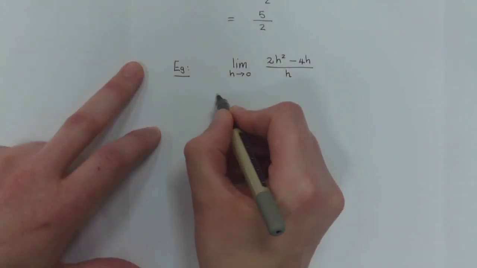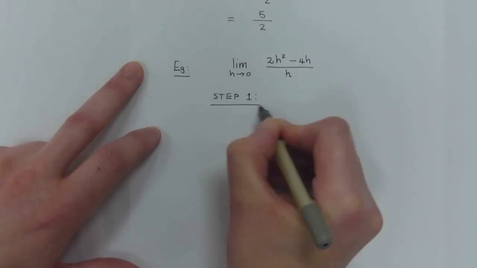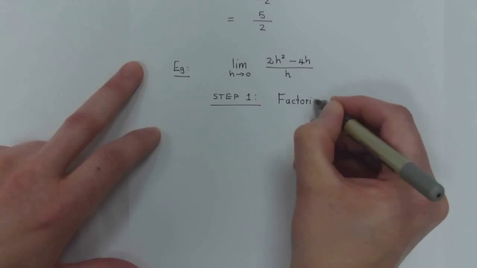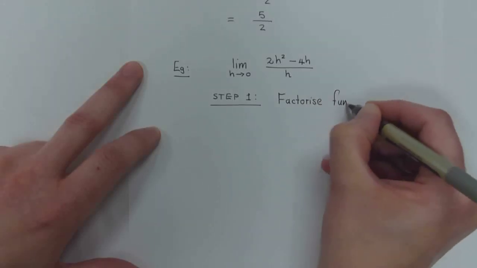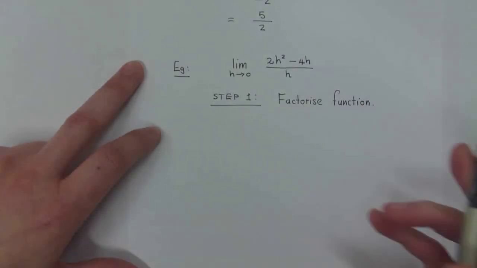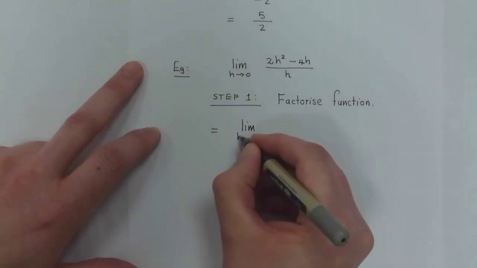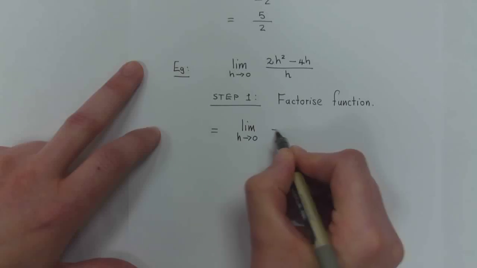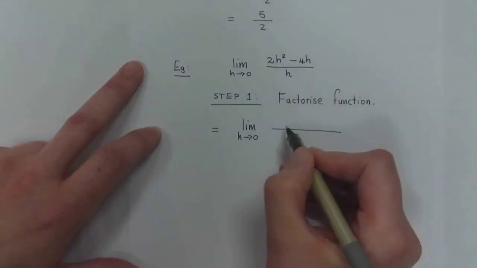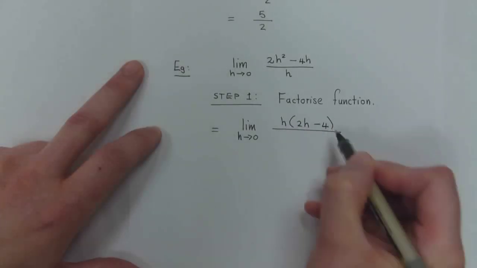We're going to first say, to calculate a limit, step 1 is factorize the function if you can. So obviously, sometimes you can't factorize the function, but factorize the function if you can. So we're then going to say it's the limit of h tending towards 0. And then if you notice, we can factorize that. We can take out h as a common factor. So we take out the h, and we're left with 2h minus 4 over h.